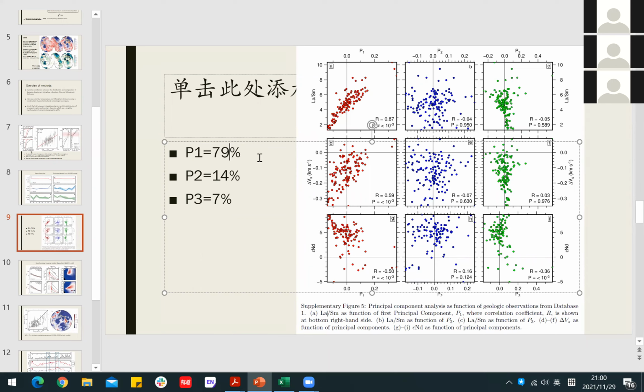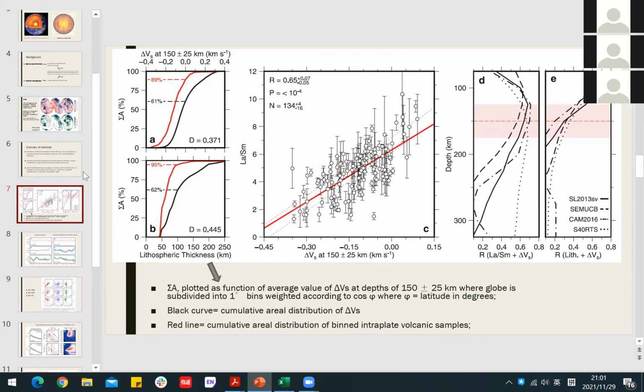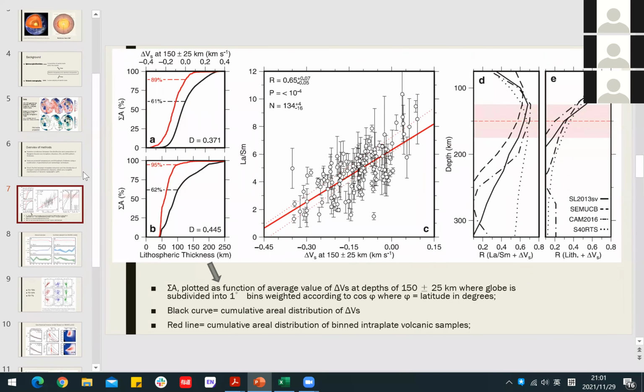I'm just wondering, is it possible for you guys to systematically search this kind of chemical ratio, element ratios, to see which one correlates well with the seismic velocity? Is there any even better one? This La/Sm, could there be an even better one? Ben, go ahead. I don't know. Maybe they just chose the best one, which is La/Sm. Maybe La/Yb is not as good as this La/Sm result. I think so.